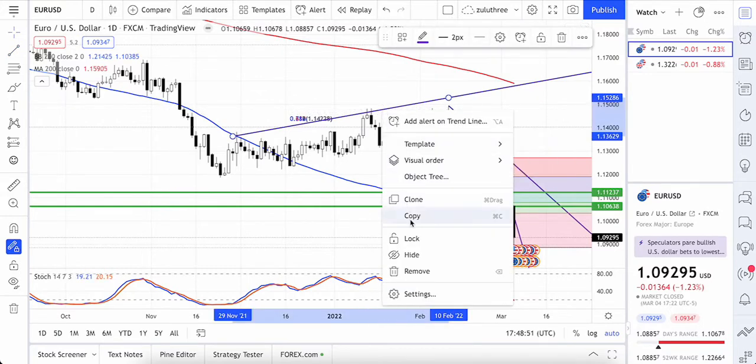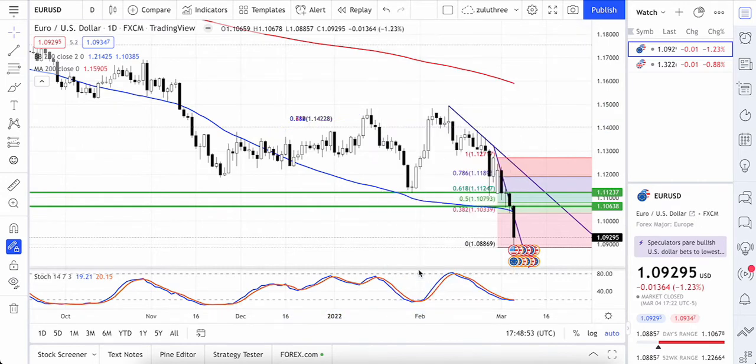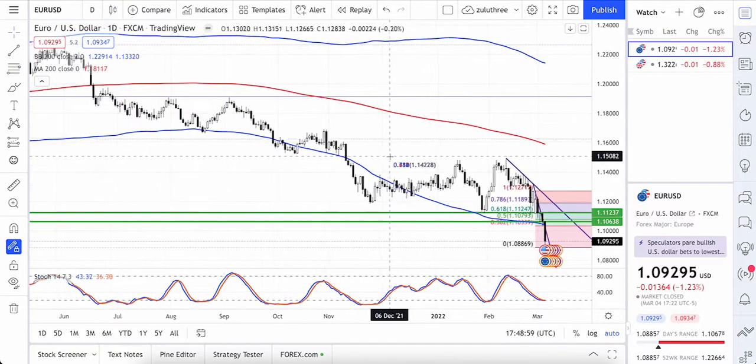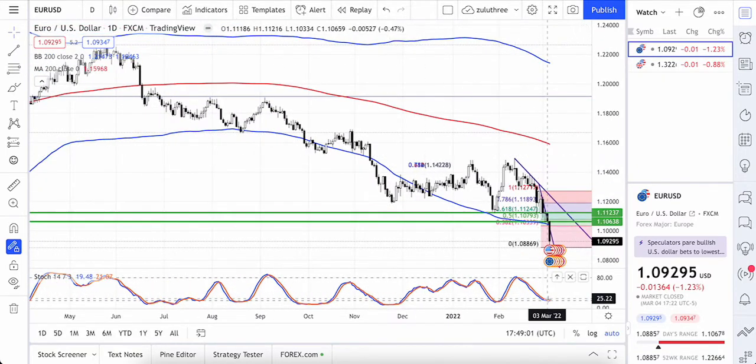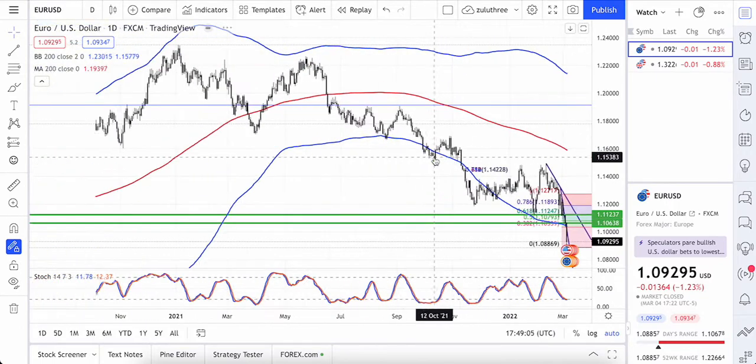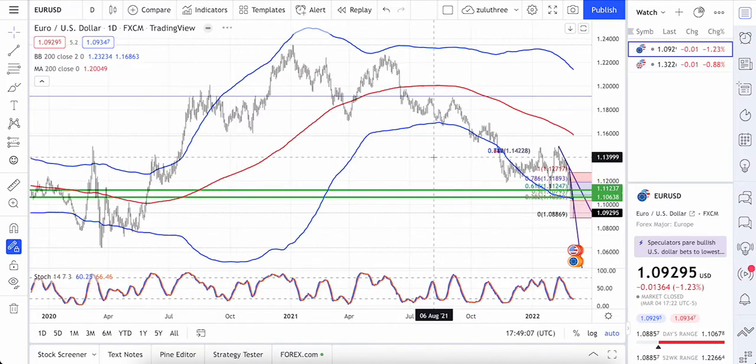and have a look at what we've got going on at the moment. So we've broken down through all this. We've had quite a long steady move down for quite a while, and we're still definitely oversold on the daily chart, on the stochastic. And there's not a lot of support beneath us.